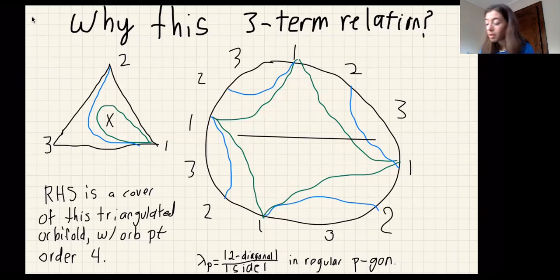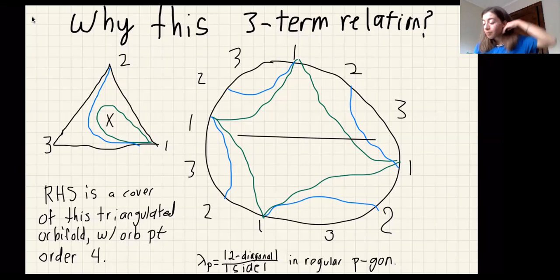like this, and this lambda p, the 2 cosine of pi over p, corresponds to the ratio of what I call a 2-diagonal, which is the shortest non-trivial diagonal in a polygon, and the side in a regular polygon. So again, from high school geometry, a square with all sides of length 1 has diagonal of length square root of 2, and that's lambda 4. So that's where the lambda p shows up.